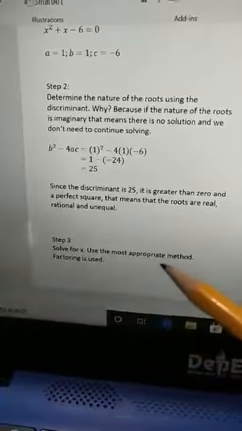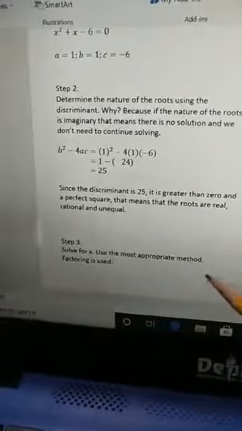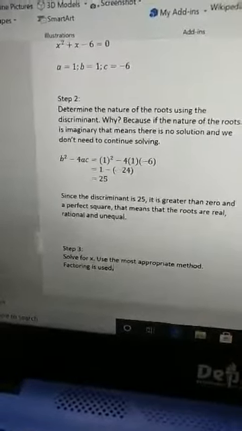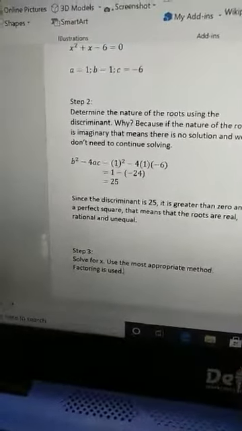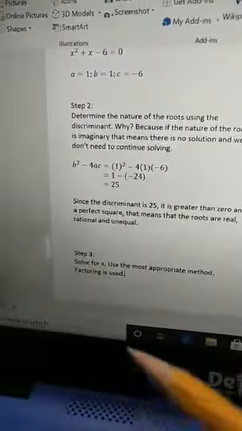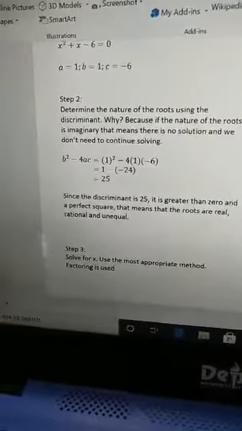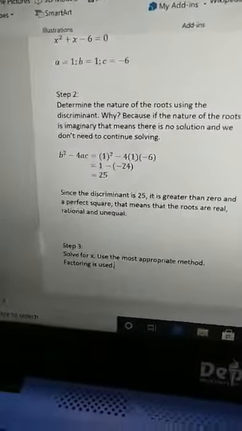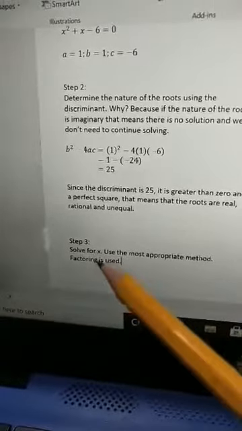Use the most appropriate method. What are the different methods that we can use? We have extracting the square roots, which we already discussed. We have regular factoring. We have another factoring, the AC method. We also have completing the square. We also have using the quadratic formula. In this case, it is more appropriate to use regular factoring.